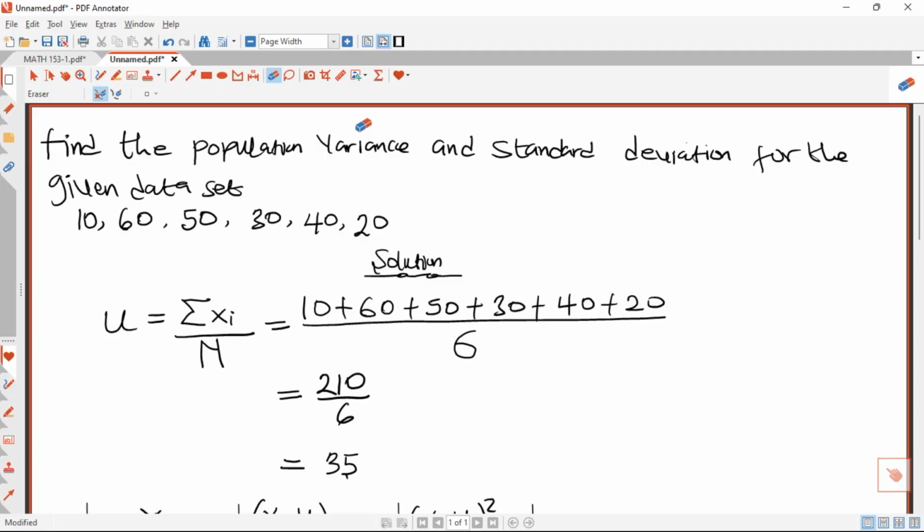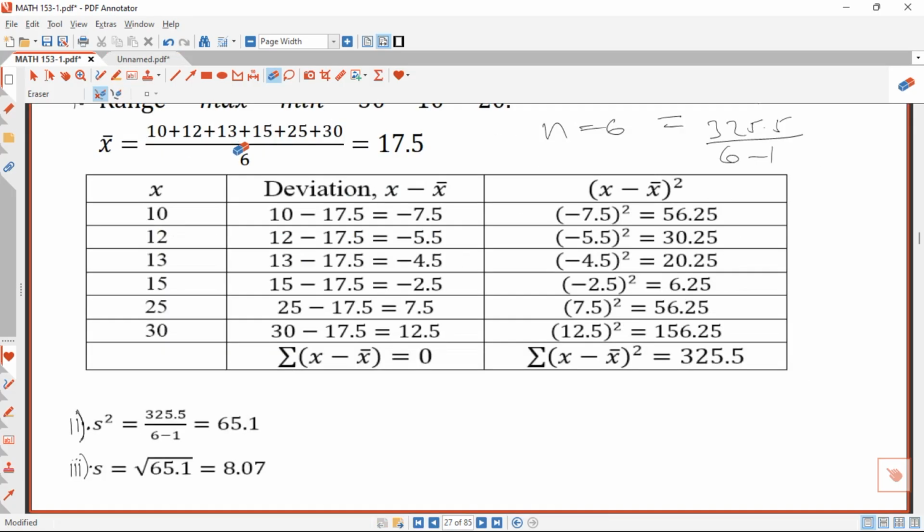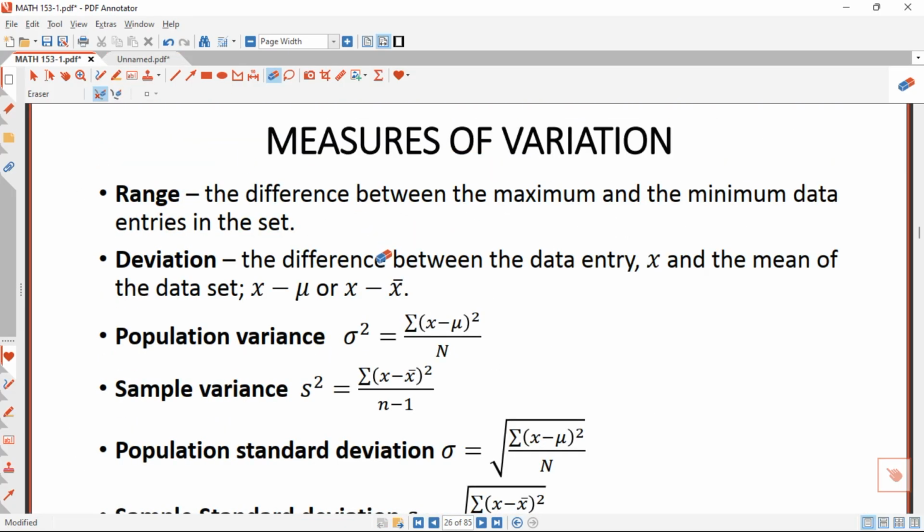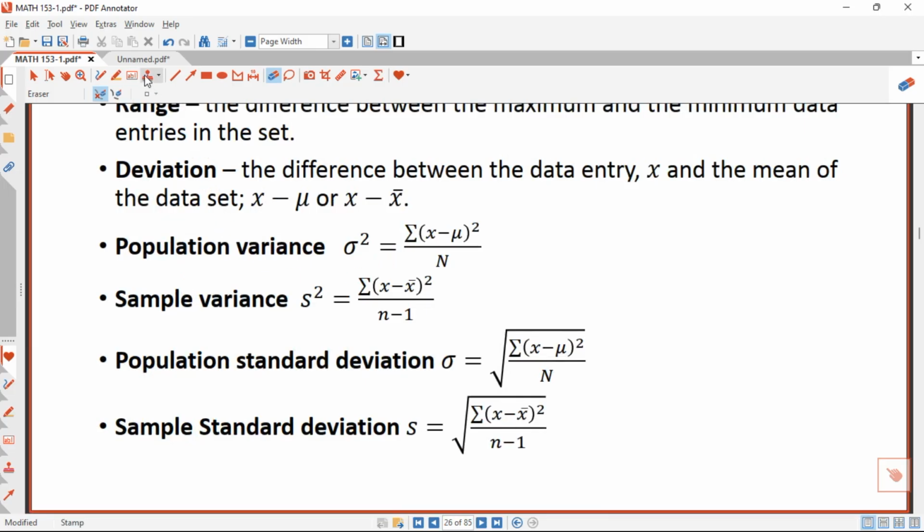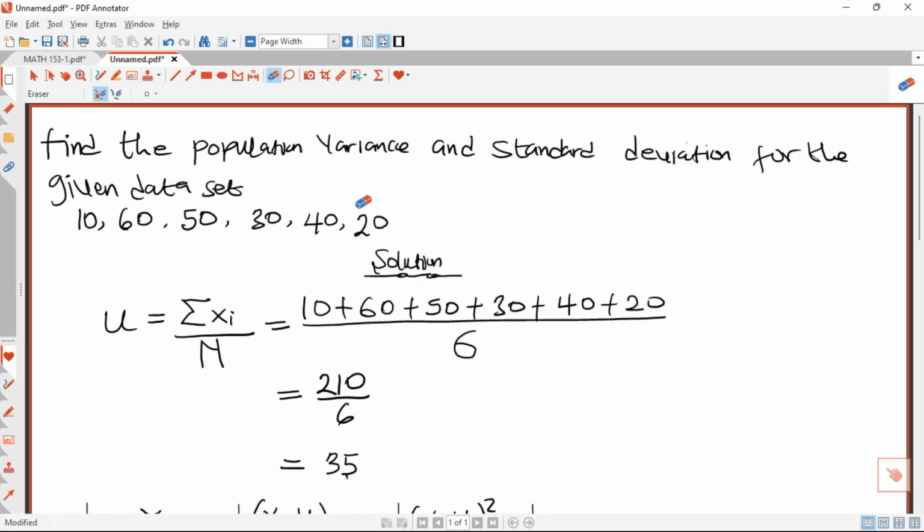When we were learning the formulas for the measures of variation, we came across how we will calculate this. Let's go back and check. Yes, in our previous videos I taught you how to calculate the population variance and the population standard deviation. If you haven't watched that video, please go back and watch it, so that we don't waste much time here. Sorry, I mean the population mean.